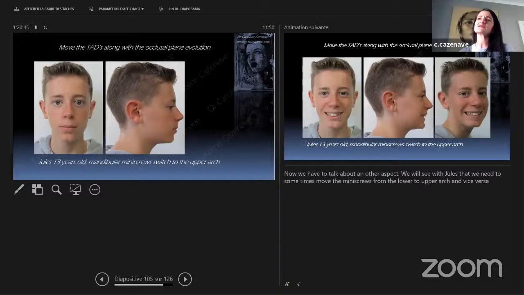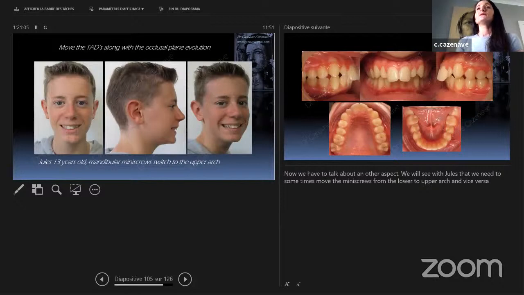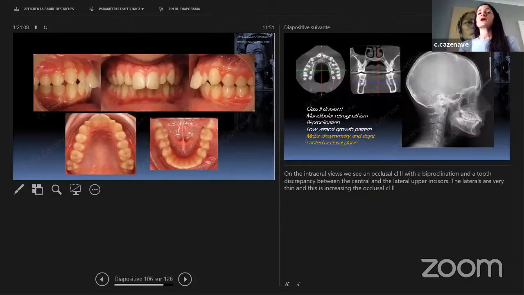So we have to talk about another aspect. We will see with Jules that we sometimes need to move the miniscrews from the lower to the upper arch, and vice versa. So we relocate the miniscrews. On the intraoral views, we see an occlusal class 2 with a biproclination and a tooth discrepancy between the central and the lateral upper incisors. The laterals are very thin, and this is increasing the occlusal class 2.